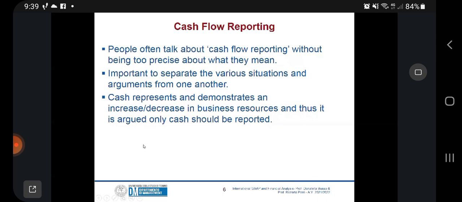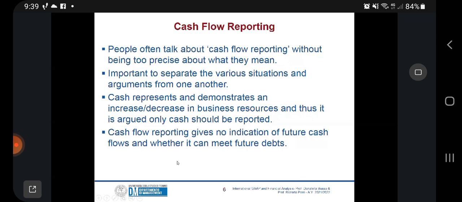Therefore, we may mention that cash flow reporting gives us no indication about future cash flows, and we may have an idea what has happened in the past with cash inflows and cash outflows, but that does not specifically help us to understand what will happen in the future cash flows. If we are going to meet our future debts or not, that is not something that we can foretell or forecast definitely by the cash flow statement alone.